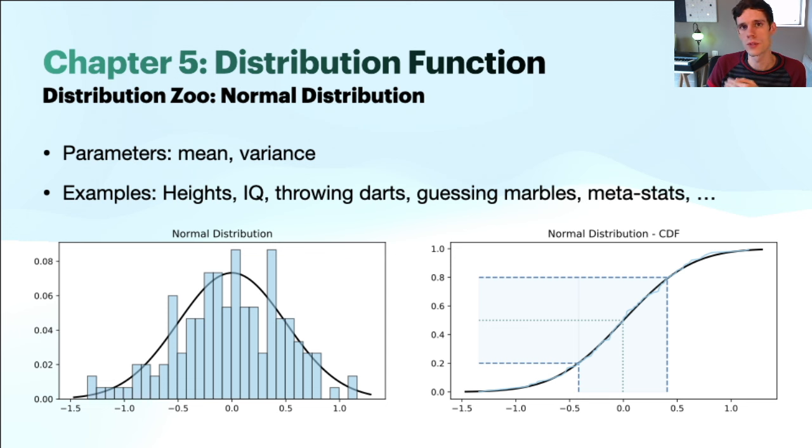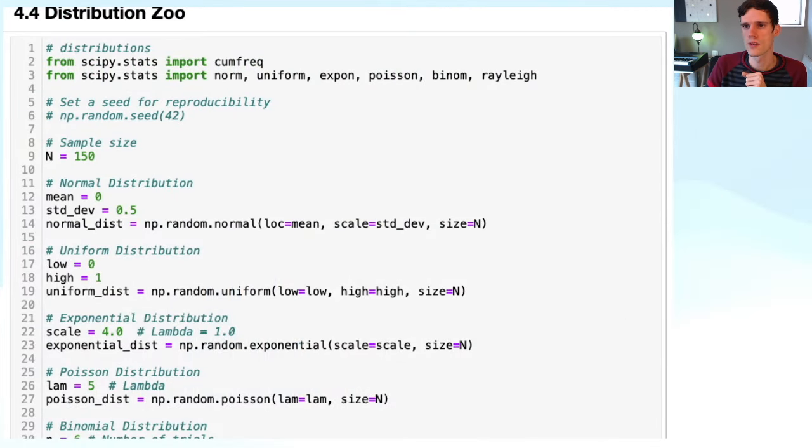Now, before we go to the next distributions, let's first look at the code that actually generates these figures. And this brings us to this notebook cell, where we immediately see that we import some new functions, always from scipy.stats. We have comfrec, which we will get to later, but then the interesting part is that from this scipy.stats, we import different distribution functions. We have norm for the normal distribution, uniform distribution, exponential, Poisson, binomial distribution, and Rayleigh distribution.